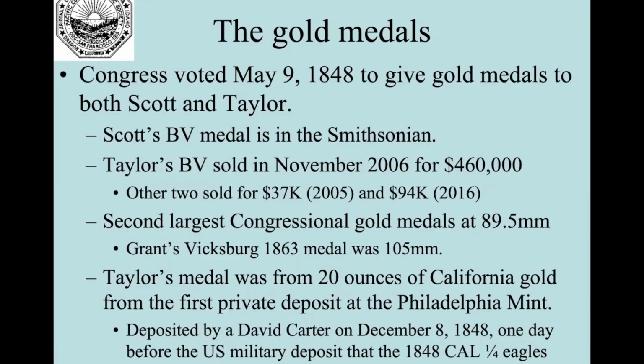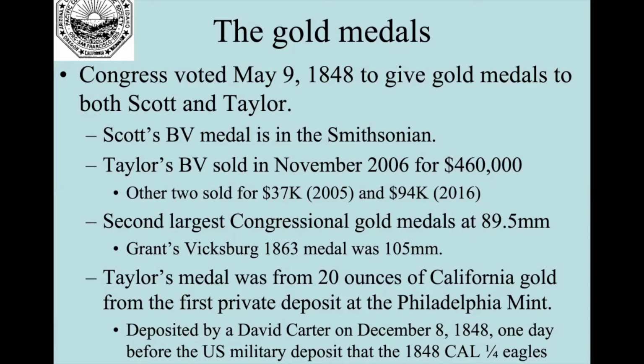So let's talk a little bit about what happened with this. Congress voted on May 9th, 1848, to give gold medals to these two. Scott's medal is in the Smithsonian Institution, sometimes on display. And Taylor's big medal sold for $460,000. Q. David Bowers thought it should be worth more, like $1 million, but half a million is still a lot of money. The other two were reasonably bargains at the price, I guess.